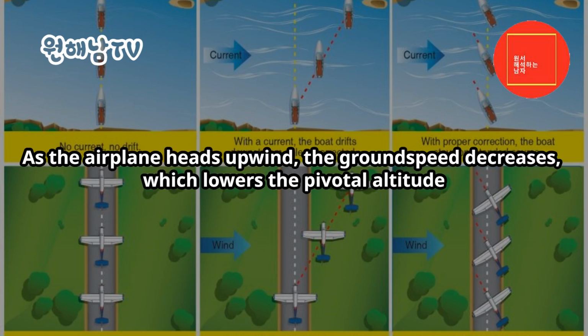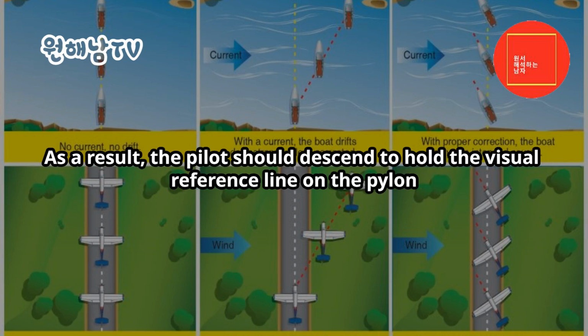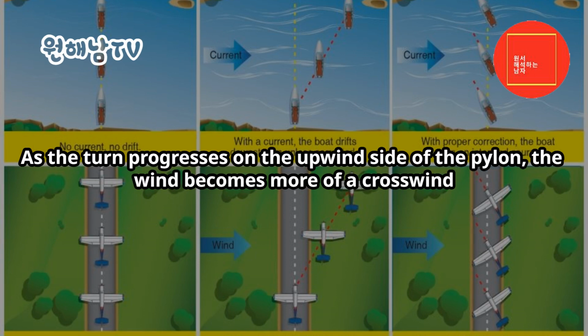As the airplane heads upwind, the ground speed decreases, which lowers the pivotal altitude. As a result, the pilot should descend to hold the visual reference line on the pylon. As the turn progresses on the upwind side of the pylon, the wind becomes more of a crosswind.